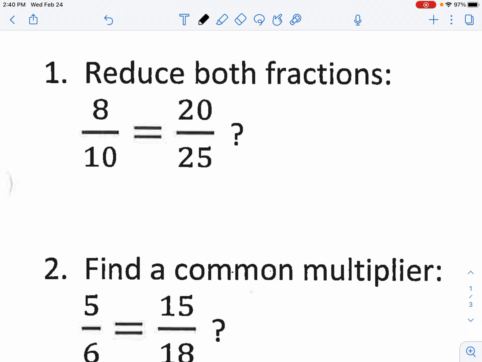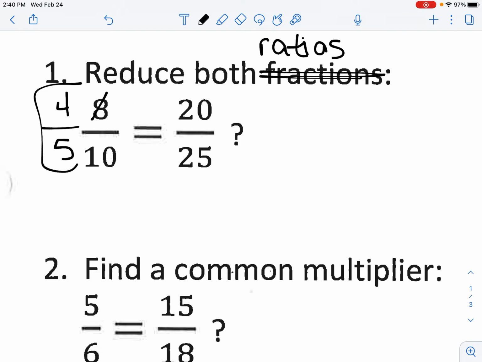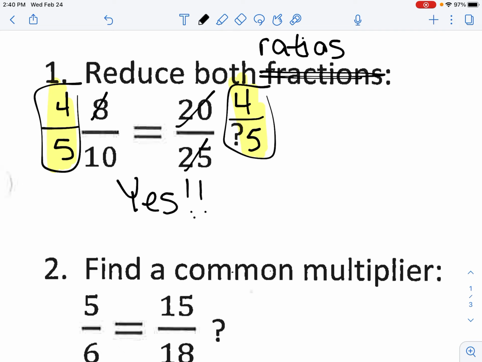First method, reduce both fractions or both ratios. I'm going to cross out the word fractions and replace that with the word ratios. Reduce both ratios to lowest terms. So if I divide 8 by 2, I get 4, and 10 divided by 2 is 5. If I divide 20 by 5, I get 4, and 25 divided by 5 is 5. So notice how 8 to 10 reduces to 4 to 5, and 20 to 25 also reduces to 4 to 5. So that answer would be yes, they do form a proportion.